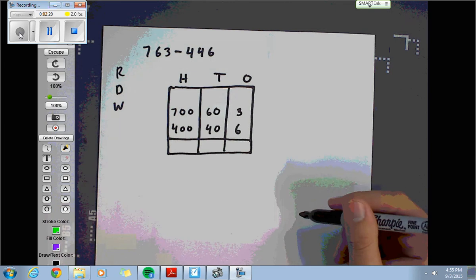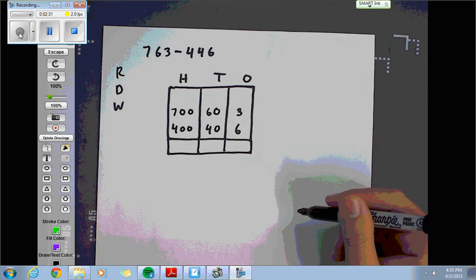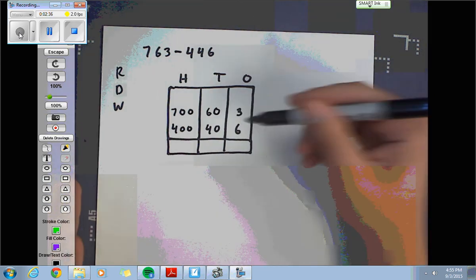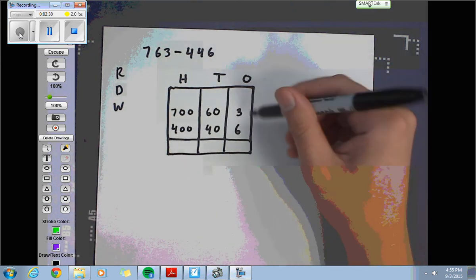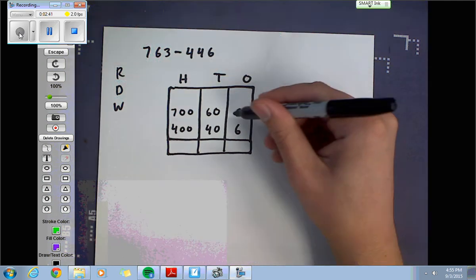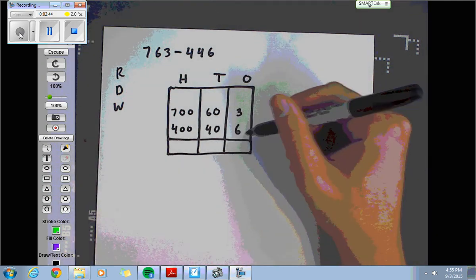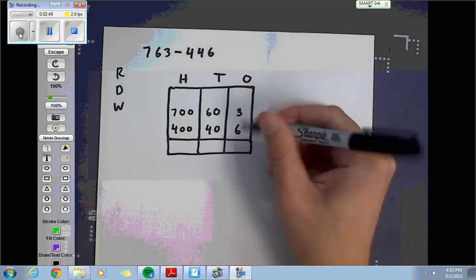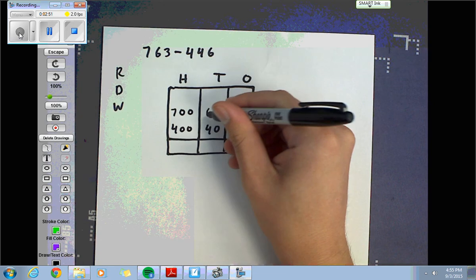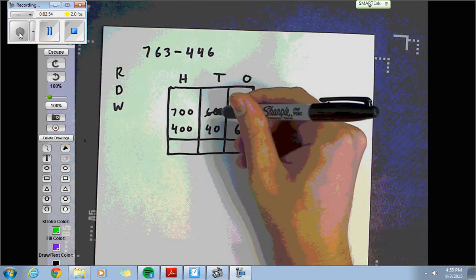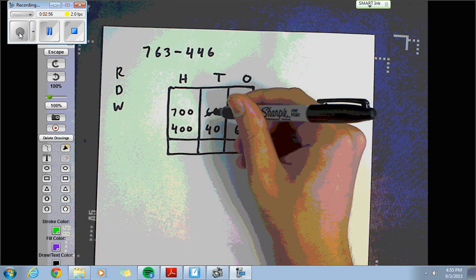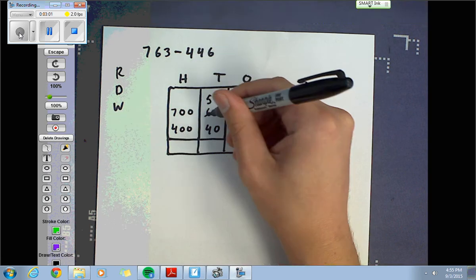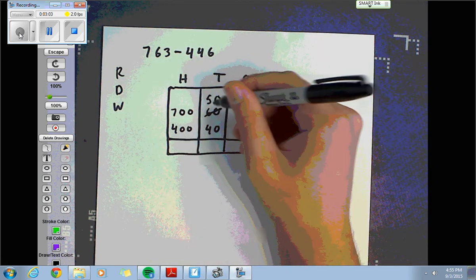As with any kind of three-digit subtraction, or three-digit addition problem, we always start in the ones place, just in case we have to regroup or borrow as we go through the problem. So looking at my ones place, the minuend had 3 ones, the subtrahend had 6 ones. I can't take 6 ones away from 3 ones. So I have to borrow from the tens place. To do that, I'm going to cross out my 60 to show that it's being borrowed from, and rewrite it as 50 because I'm taking 10 away, and 60 take away 10 is 50.